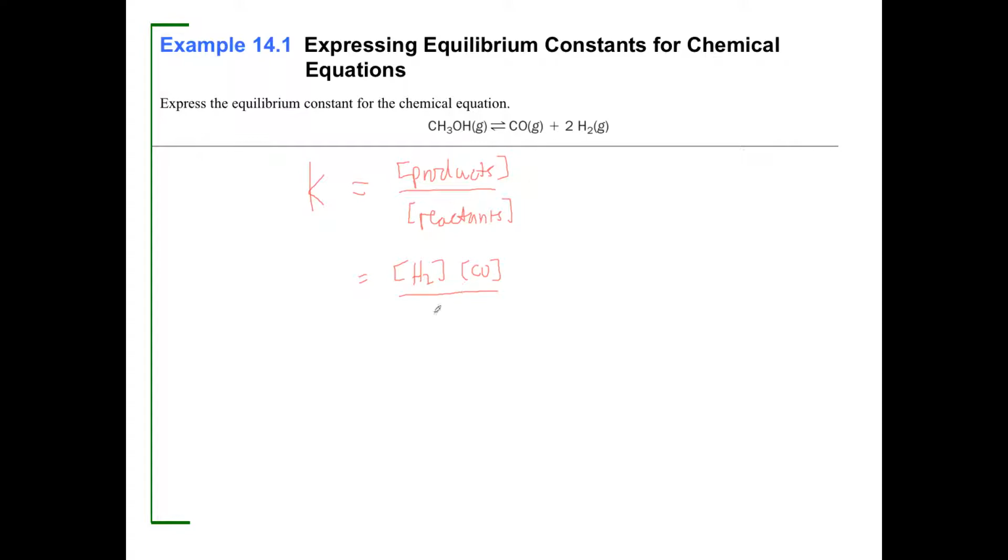Over carbon monoxide, right? Over methanol. Okay? One thing I haven't written yet is that. And remember what we do with that? That goes right here. Okay? So that's it. That is the equilibrium constant expression for this reaction. And that's the answer.